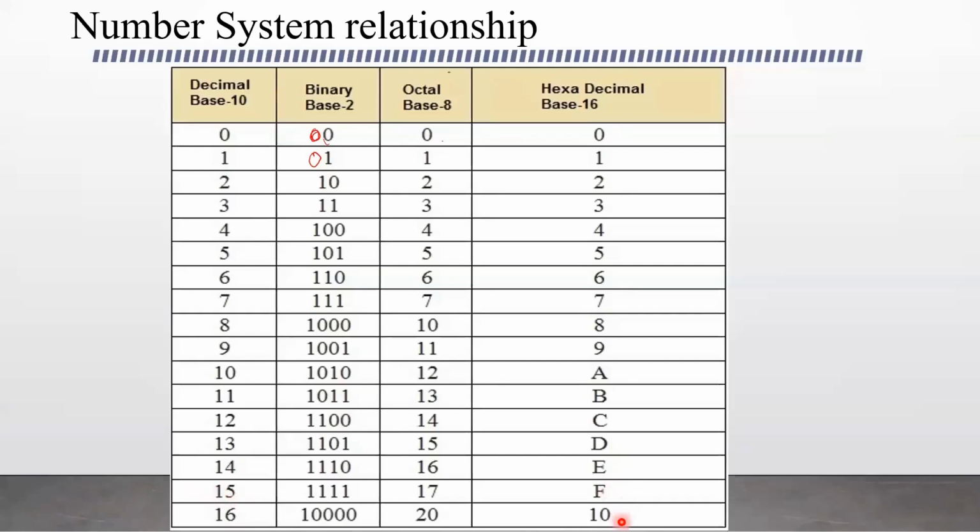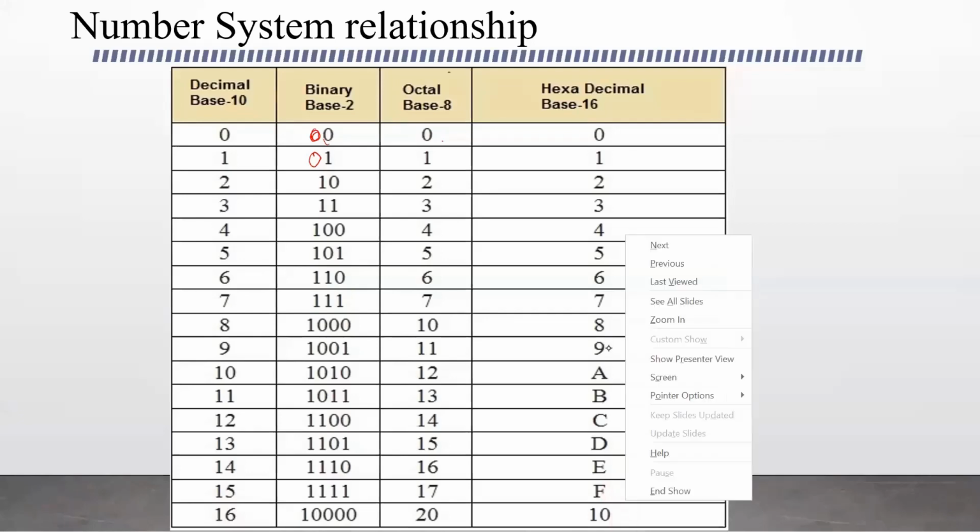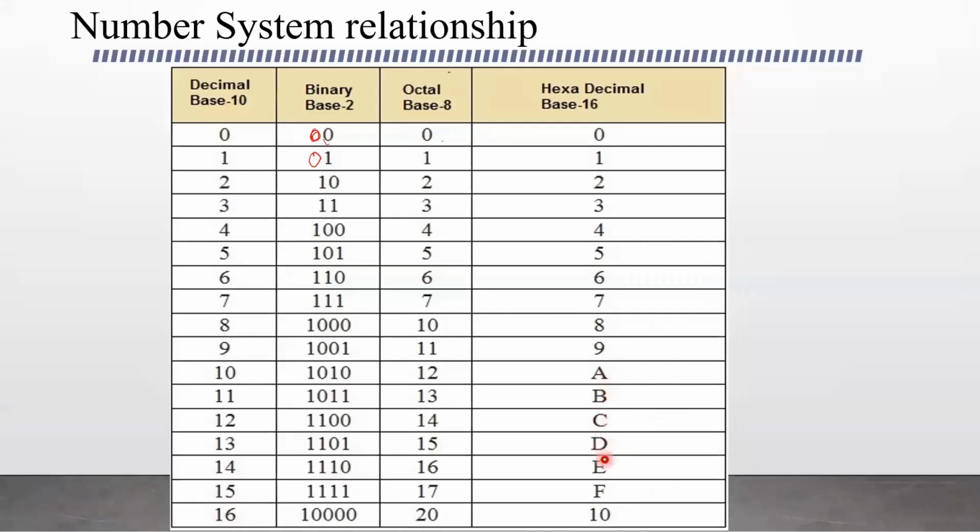After F, we will have 10, number 10 in hexadecimal. Here until 9, and then we have A, B, C, D, E, F. The first 16 digits, 0 to 15. 0 to 9 and then 10 to 15 are represented here in hexadecimal as A, B, C, D, E, and F. So these are the 16 digits of hexadecimal.